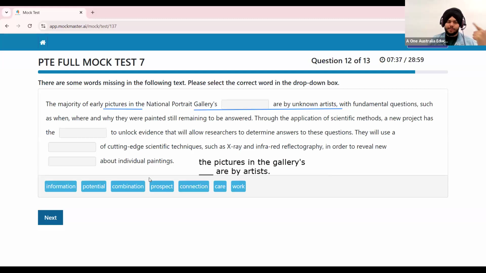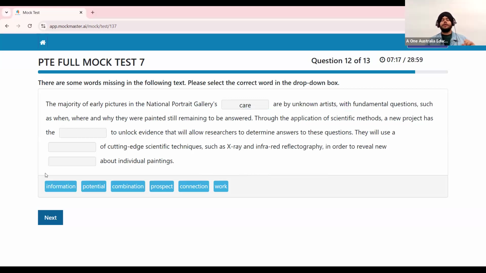Galleries connection, galleries prospect, galleries combination, galleries potential, galleries information. In galleries care, there are pictures. Okay. So the majority of early pictures in the gallery scale are by unknown artists. The pictures in the gallery scale are by artists. That is what they mean. So you need to point out what is your main subject, what word is affecting your blank.